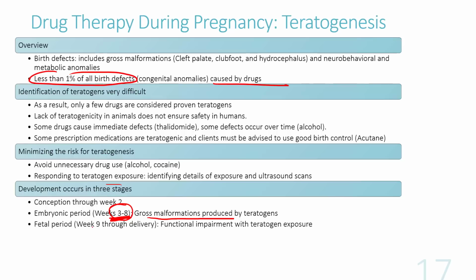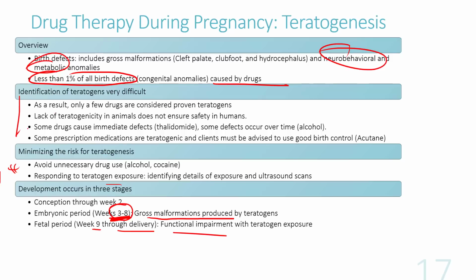And then the fetal period is anywhere from week 9 through to delivery. And what happens is those organs are formed already, but teratogens can cause functional impairment. So the functional impairment can be either neurobehavioral deficits or metabolic deficits, right? So again, minimize risk for teratogens, or minimize the risk for drug use.